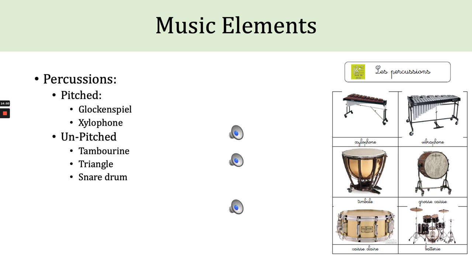Take a look at percussion. Percussion helps to create a feeling of intensity. These are instruments where sound is created by striking, like drums, shaking, like a tambourine, or scraping the instrument. There are two types: pitched and unpitched. Pitched have a variety of tones, like a glockenspiel or a xylophone. Unpitched cannot vary their tone, such as a snare drum, a bass drum, cymbals, and triangles.